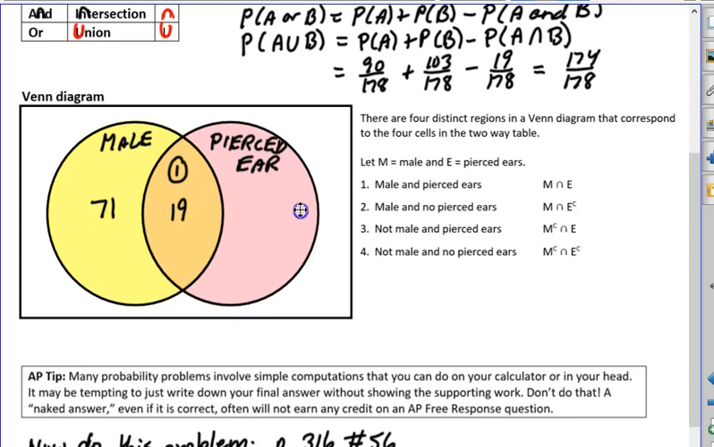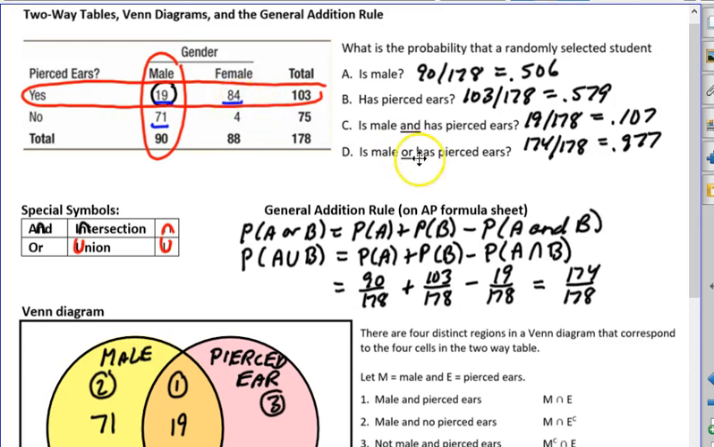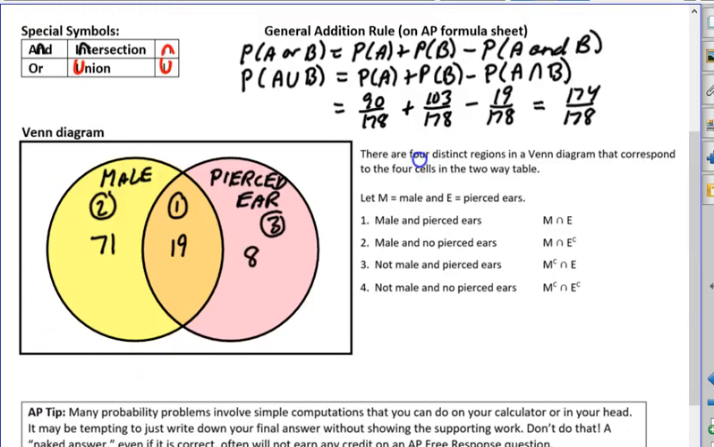Then group 3 is in the rest of this pink part. They're not male, but they have pierced ears. So that would be the 84 females that have pierced ears. So altogether, 19 plus 84 gives me the 103 that have pierced ears. Then not male and no pierced ears would be group number 4. That would be the 4 people out here that don't fit into either category.